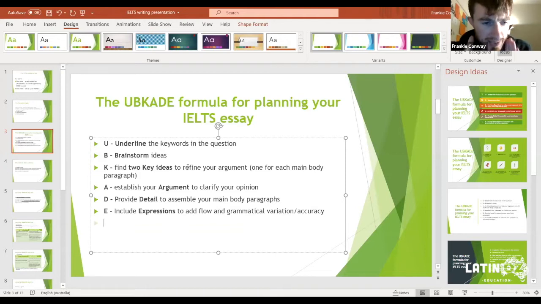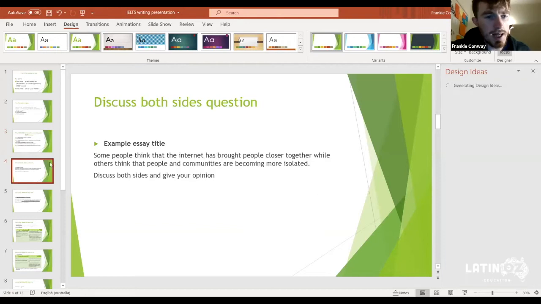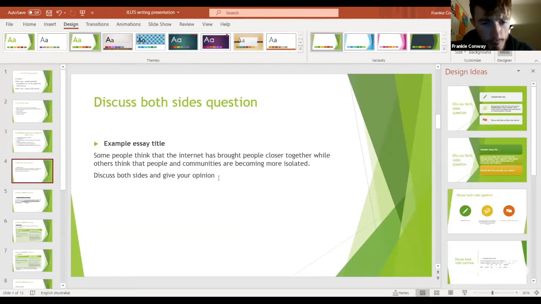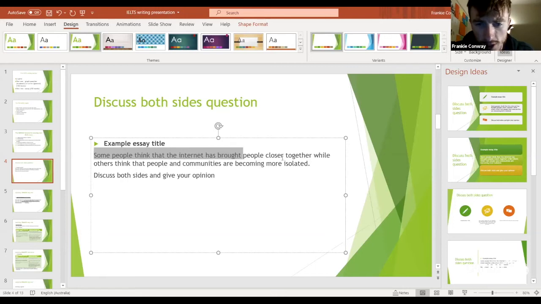So this is just your planning phase, everyone. So I've got an example question here, people. And the question is, some people think that the internet has brought people closer together, while others think that people and communities are becoming more isolated. Discuss both sides and give your opinion.